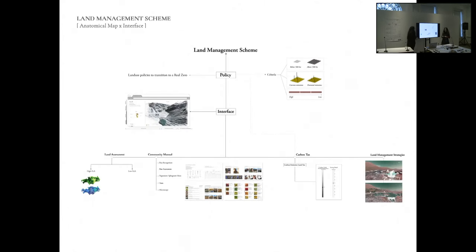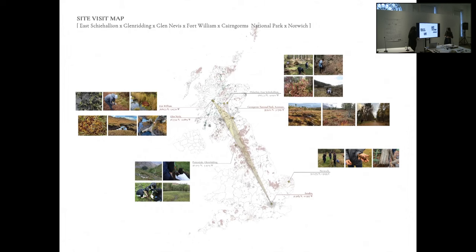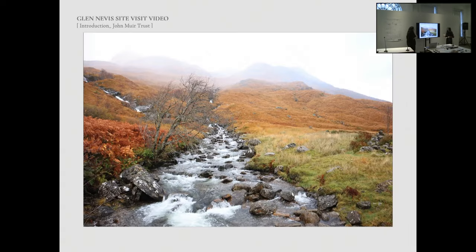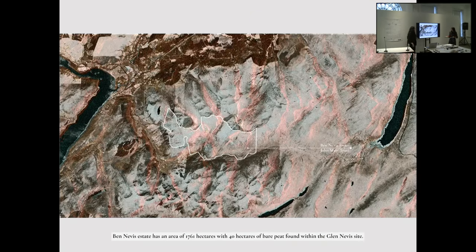So after the explanation of the policy, we would like to talk about our tool. For testing this tool, we chose one of the sites in Glenlivers. We have visited 7 sites in the past months to better understand this landscape, to collect soil samples, and then engage with the community. These sites are mostly in Scotland and England, but we focus on Glenlivers in Scotland. So we are going to show you a video about our fieldwork, which is our site visit in Glenlivers.